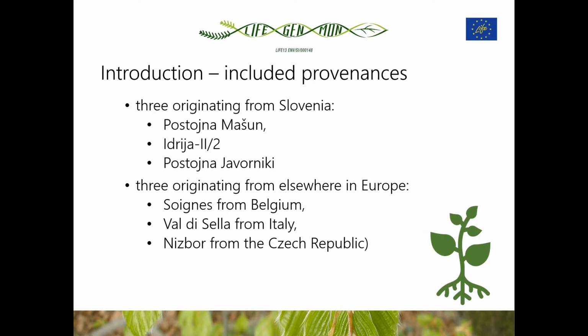The trial was planted 23 years ago and sampled a year ago, in September 2019. Not all provenances were sampled from the trial. A subset of 6 were chosen based on their time of flushing. A third were flushing early, a third were late, and a third were flushing somewhere in between. 3 of the 6 originated in Slovenia and the rest from elsewhere in Europe.